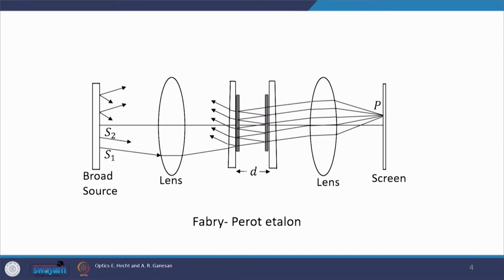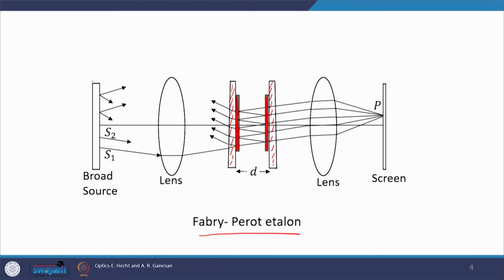Now, this is the typical schematic diagram of a Fabry-Perot Etalon. Here you see that we have a glass slide, and a second glass slide, and on the inner surface of these glass slides there is a coating, in most cases a metallic coating. And what does this metallic coating do? This metallic coating has a very high reflection coefficient, and therefore it efficiently reflects the light.